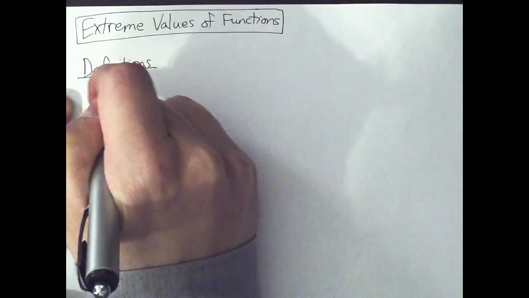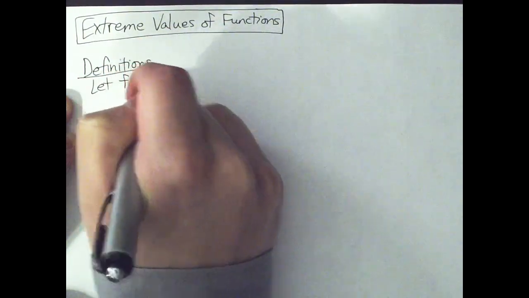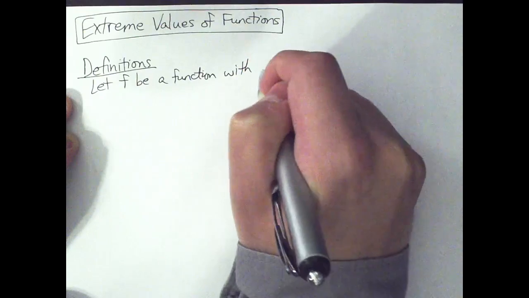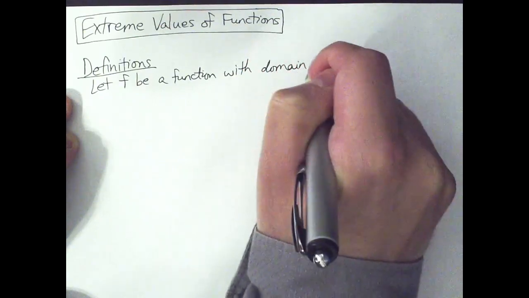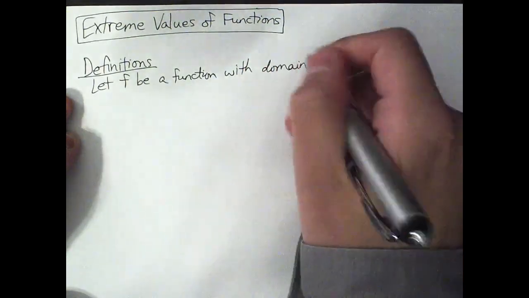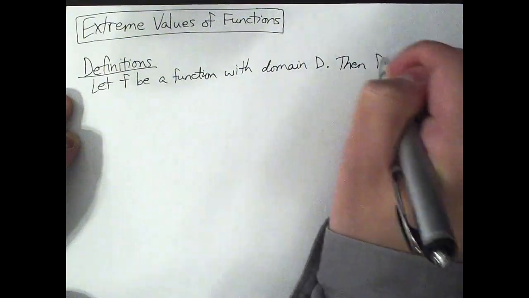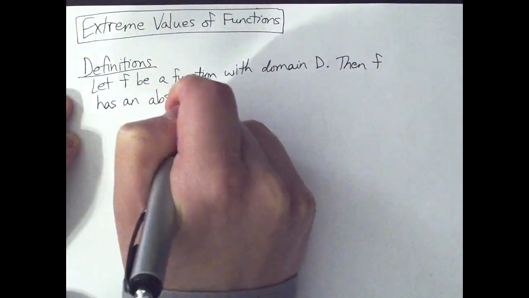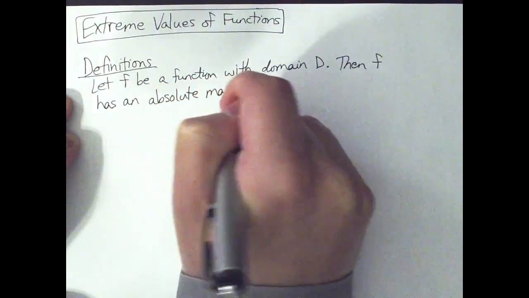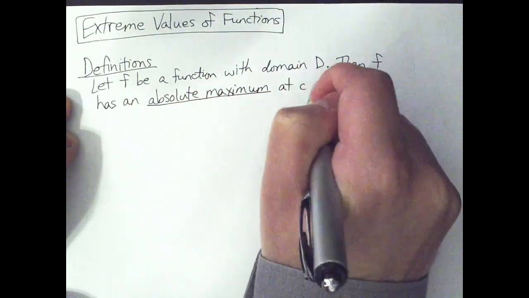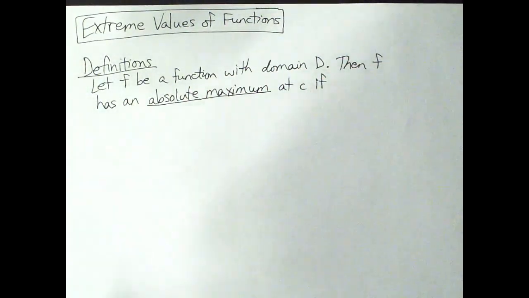We're going to start by saying let f be a function with domain D. You know, the domain is a set. The domain might be all real numbers, or the domain might be some smaller portion of the real numbers. Then f has an absolute maximum, I'm going to underline that, at c if. First of all, let me tell you what we're trying to get at with this definition.